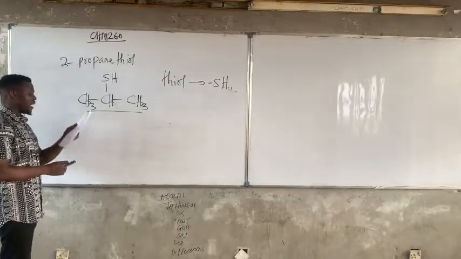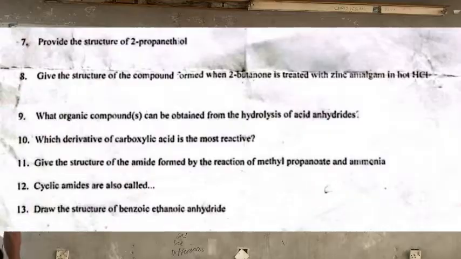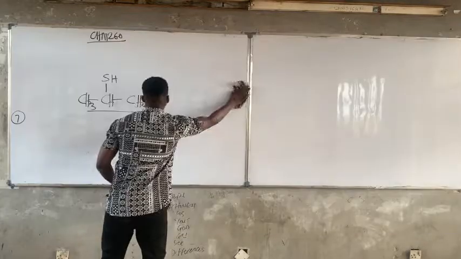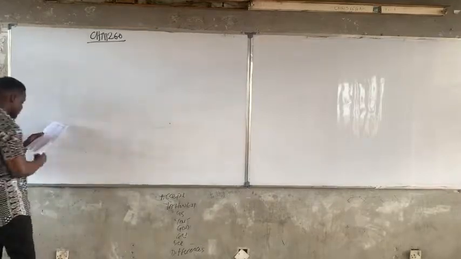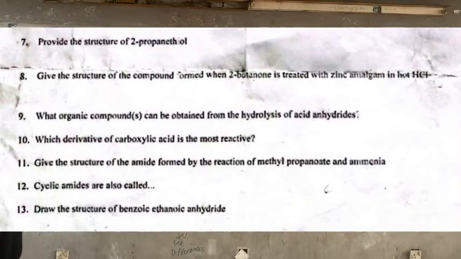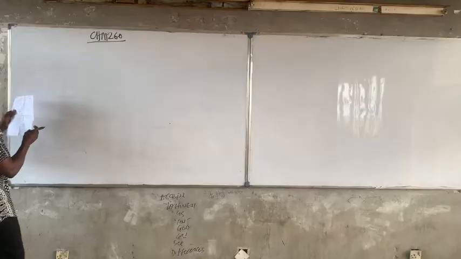Okay, now we have question number 8. Number 8 says, give the structure of the compound formed when 2-butanone is treated with zinc amalgam in hot HCl. Give the structure of the compound when 2-butanone is treated.